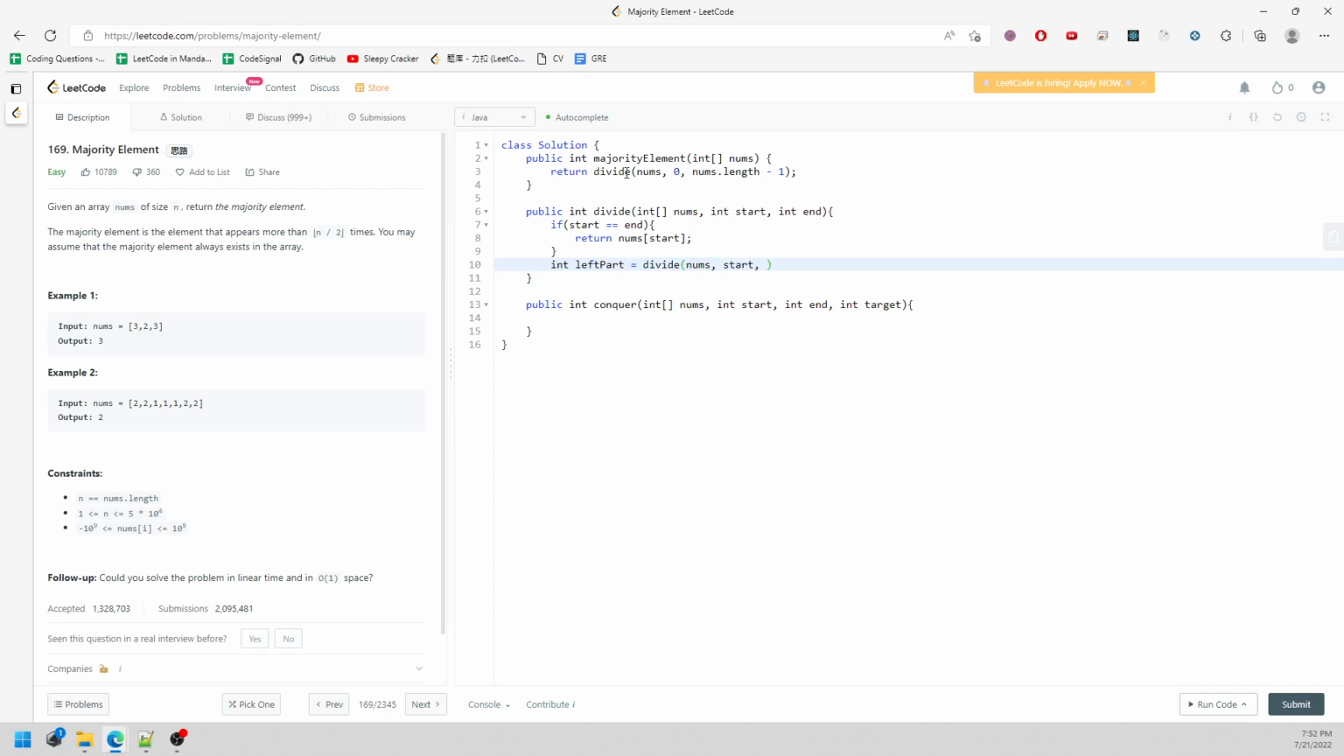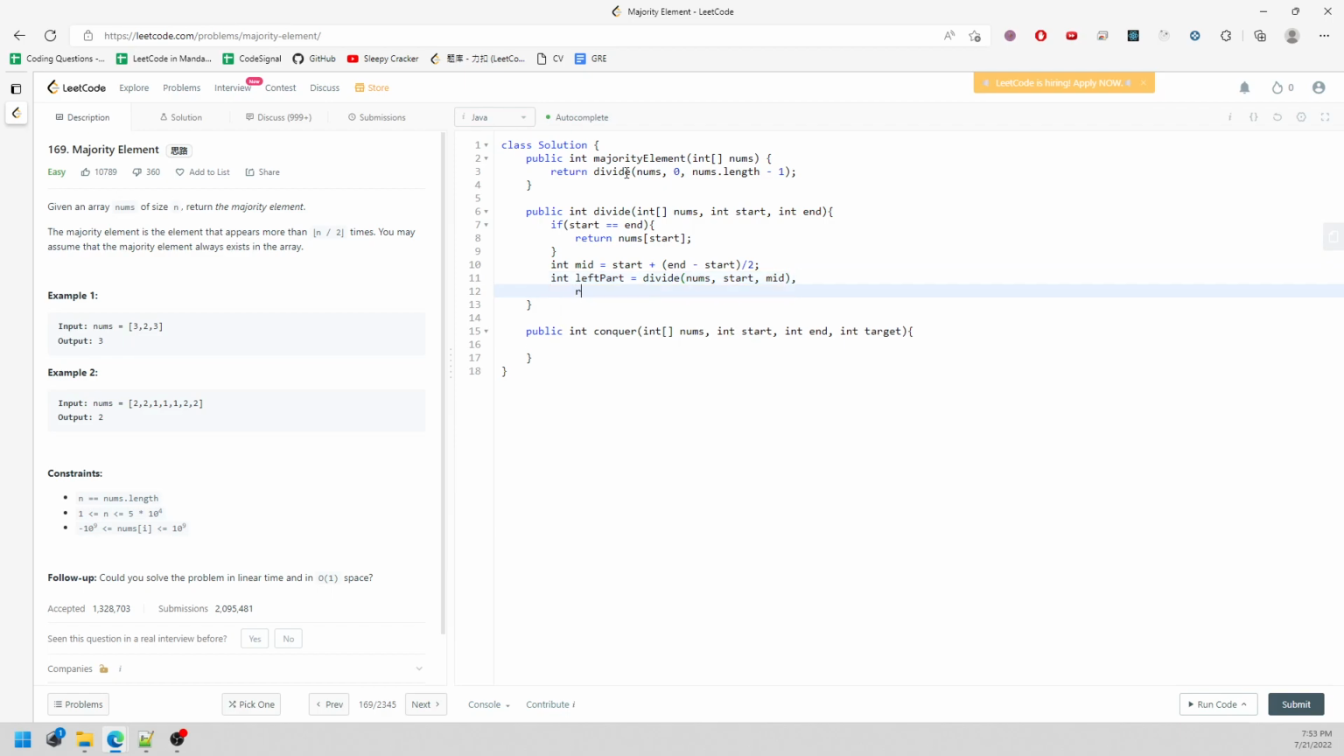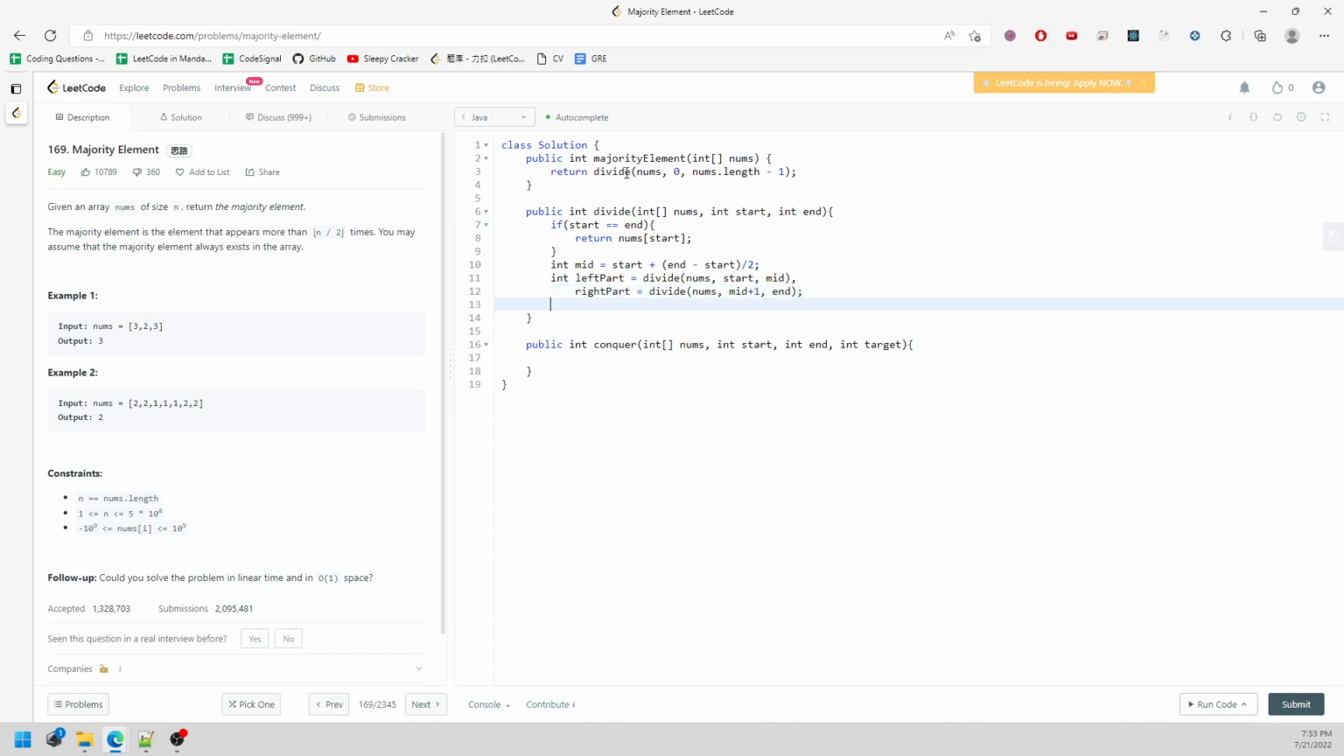And how do I know my middle value? So my middle value is going to be what? Start plus n minus start, divided by 2. This is the middle value, so I'm going to put it in mid. And this is going to be the right part. It's going to be divide nums mid plus 1, and this is going to be n, right?